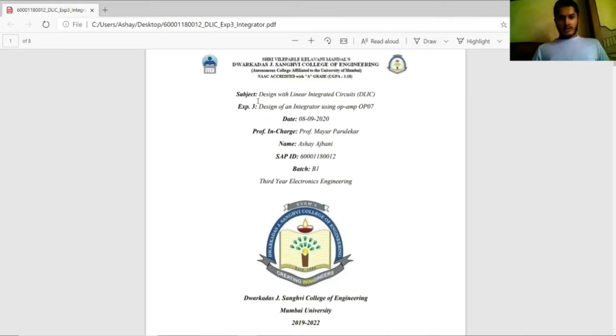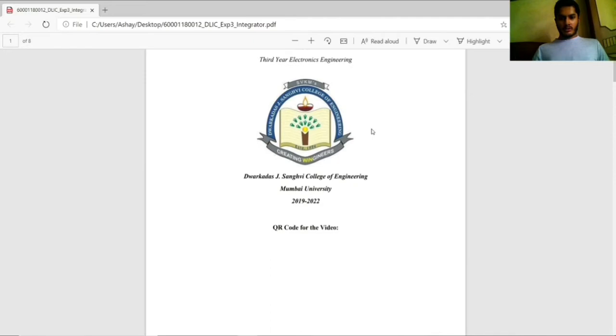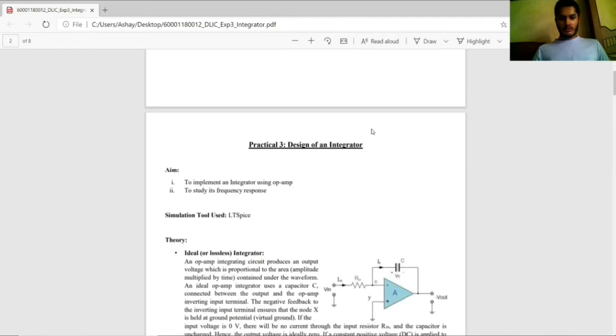This is the third experiment for the subject Design with Linear Integrated Circuits, which is the design of an integrator using op-amp OP07 and plotting its frequency response. So the design parameters which I've used for the integrator are as follows.